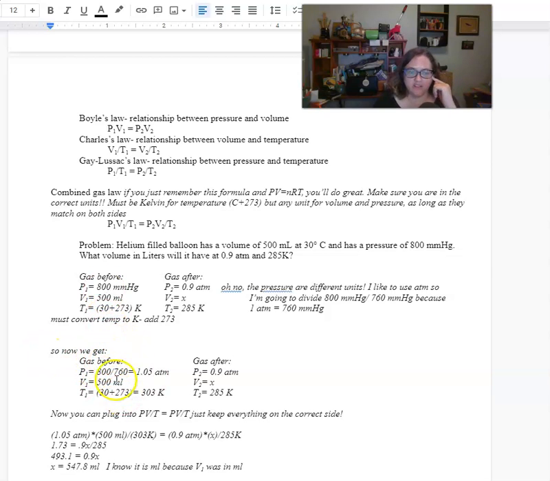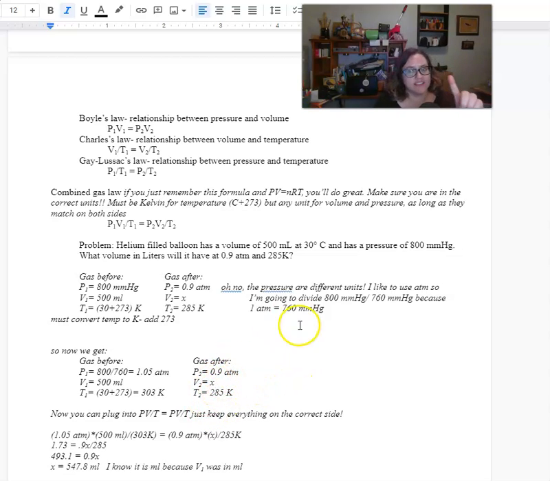So if I go through all my conversions so that the before units match my after units, I see that I'm going to divide the millimeters of mercury by 760 and get 1.05 atmospheres. Cool, these two match. 500 milliliters, well, I'm looking for volume, so that's over here. And then I'm going to add 273 to convert to Kelvin. This is already in Kelvin, so I'm happy. So now I can plug into PV over T.